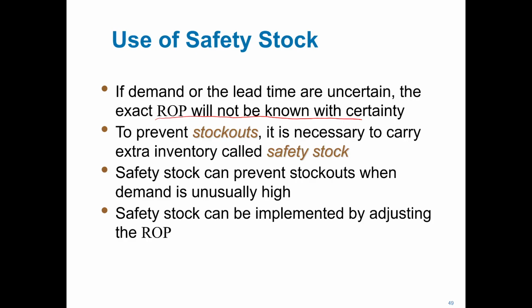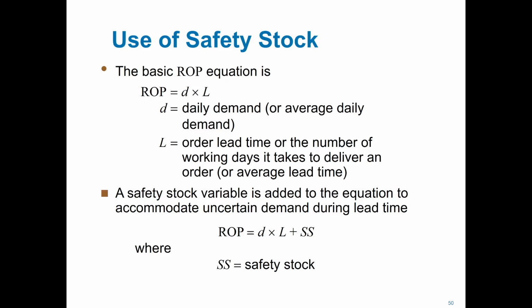To prevent stockouts, it is necessary to carry extra inventory called safety stock. So instead of just keeping some reorder point inventory, we will keep some cushion and we will call it safety stock, so that if there is an uncertainty, then the stockout doesn't occur. Safety stock can prevent stockouts when demand is unusually high. Safety stock can be implemented by adjusting the ROP. So let's look at that.